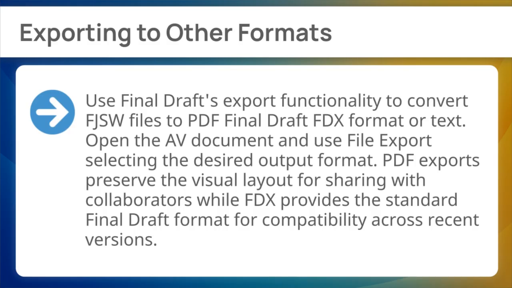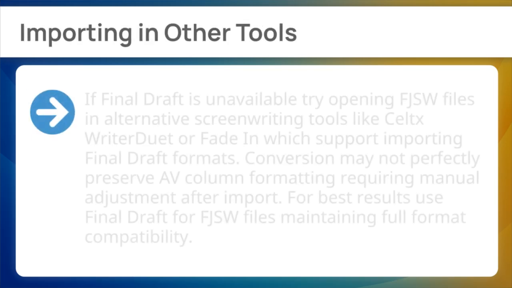Next, exporting to other formats. Use Final Draft's export functionality to convert FJSW files to PDF, Final Draft FDX format, or text. Open the AV document and use File Export, selecting the desired output format. PDF exports preserve the visual layout for sharing with collaborators, while FDX provides the standard Final Draft format for compatibility across recent versions.